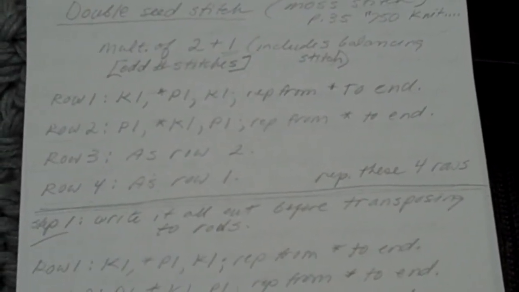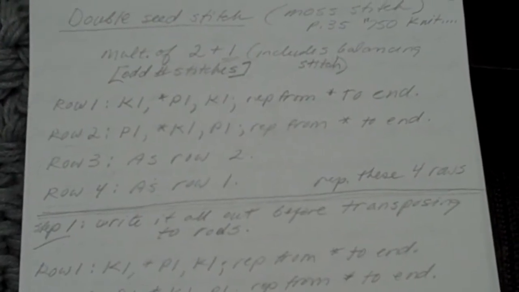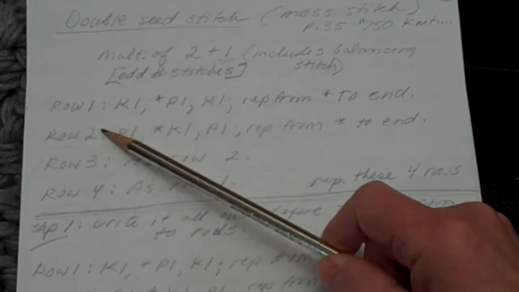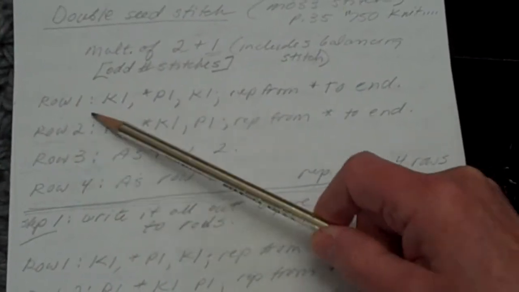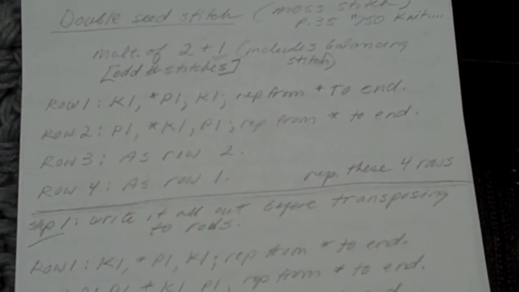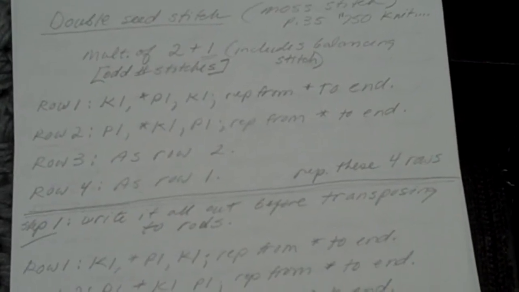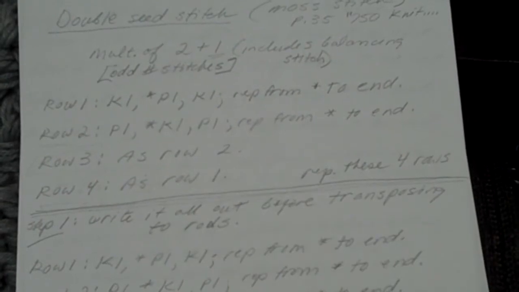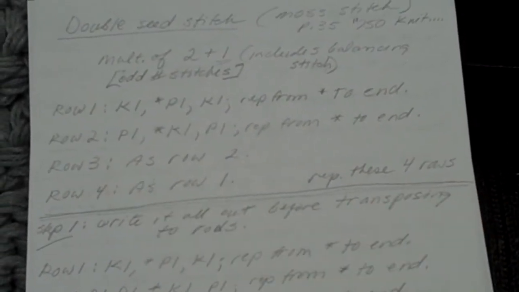So what I like to do when I'm transposing a pattern then for straight knitting needles, which is what this is, to the rods, I like to write the whole thing out because I know that I'm going to be reversing my even number rows, and it's easier for me to do that if I can see the whole thing written out. So do that first as your step 1, instead of having this as row 2 and as row 1, because you're going to be changing those even number rows.